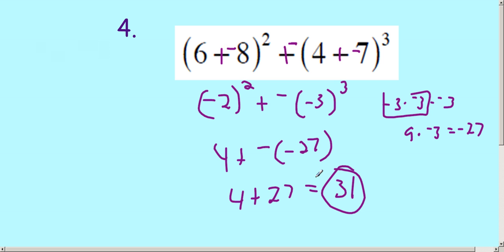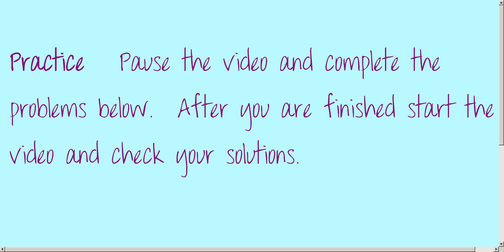Okay? And we'll do some practice tomorrow in class. Okay? And now, what I'd like you to do is pause the video and complete the problems below. After you finish this, you can start the video and you can check your answers. Okay? Now, you've got to follow the rules when you're doing this for the exponents, and especially pay attention to the signs.